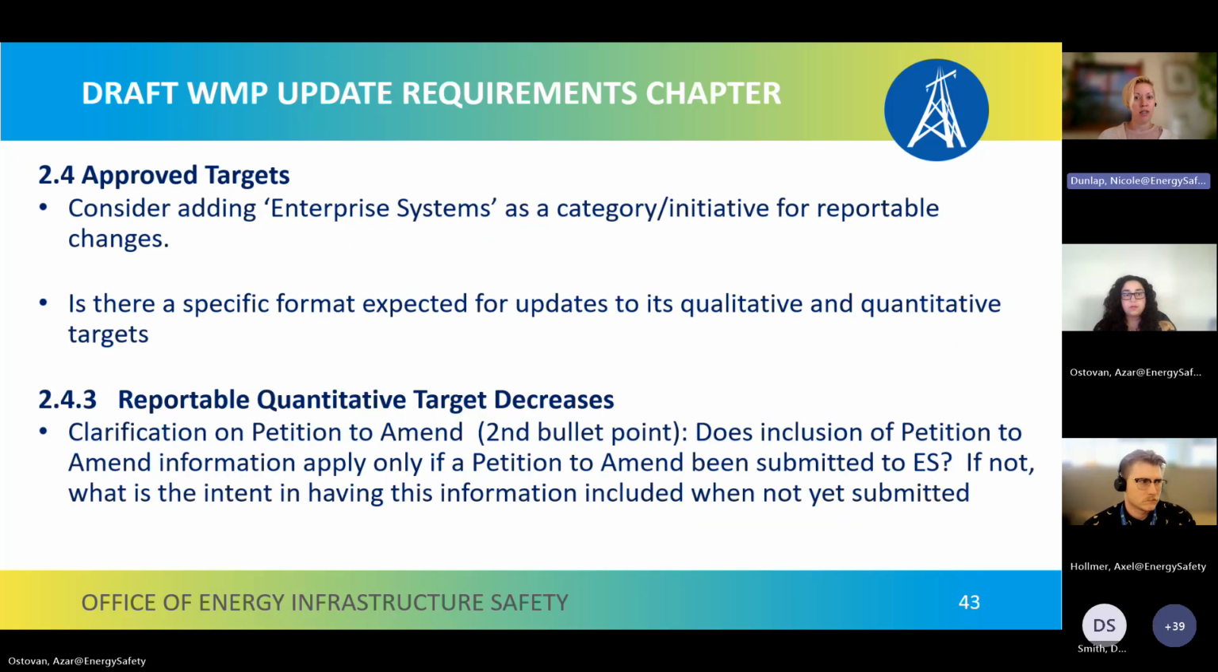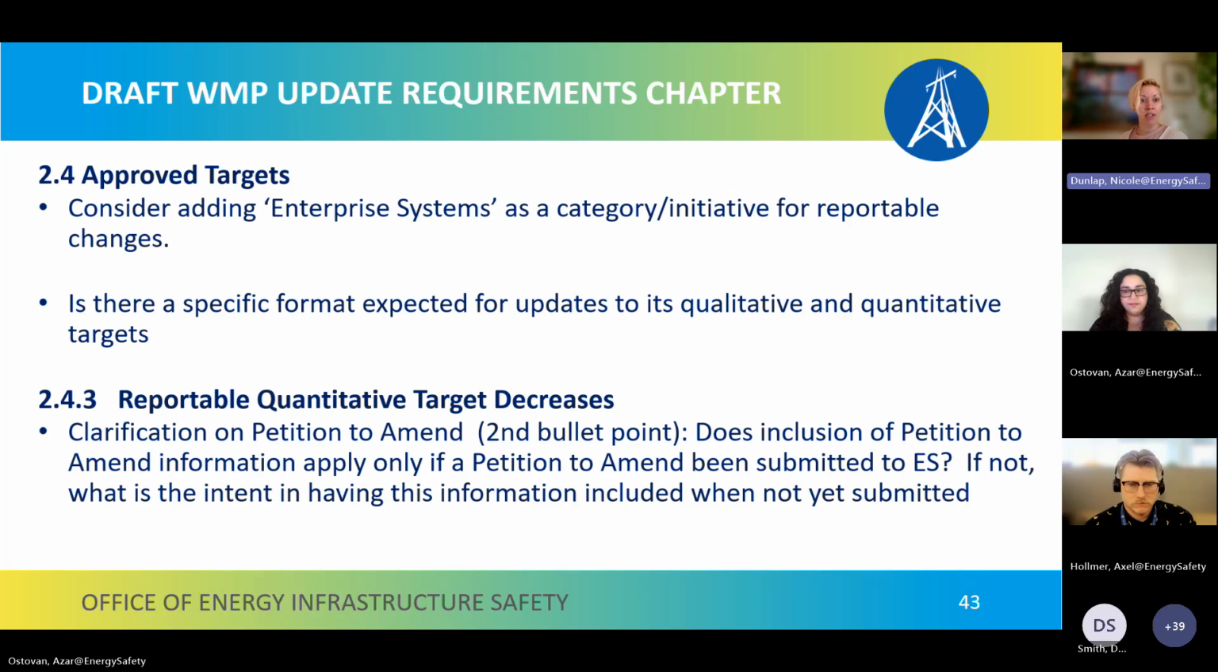All right, some questions on approved targets. One participant is asking that we consider adding enterprise systems as a category for reportable updates to targets. Please submit this as a written comment. We will take all written comments under advisement as we're considering what changes to make from the draft to the adopted guidelines. So please submit the enterprise systems recommendation as a written comment.